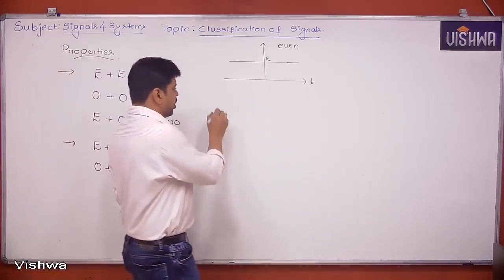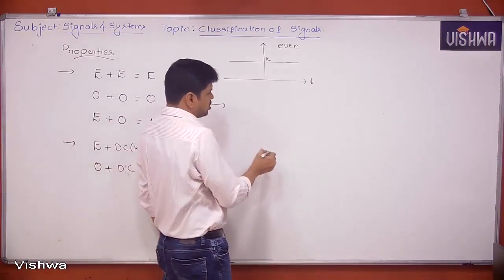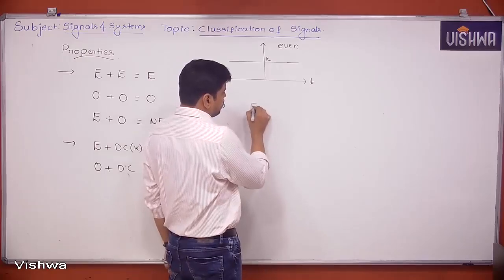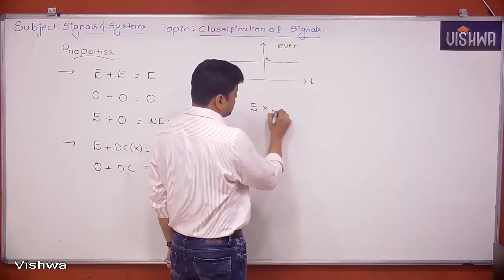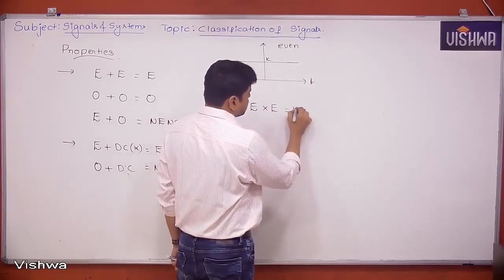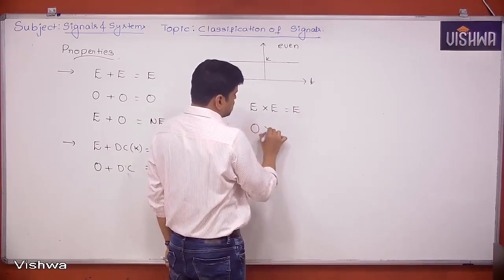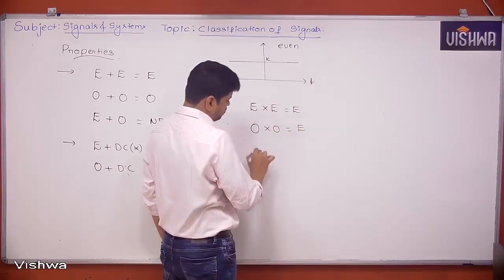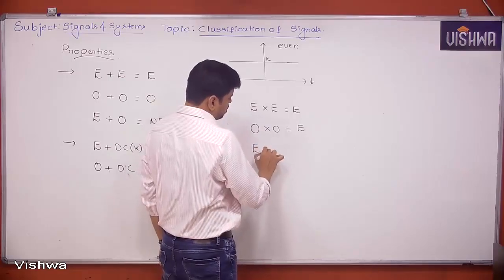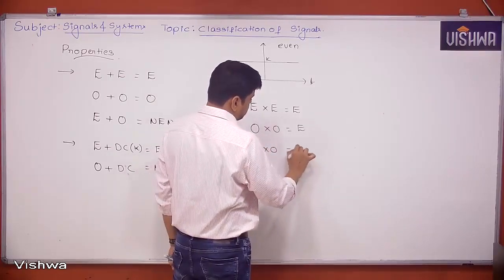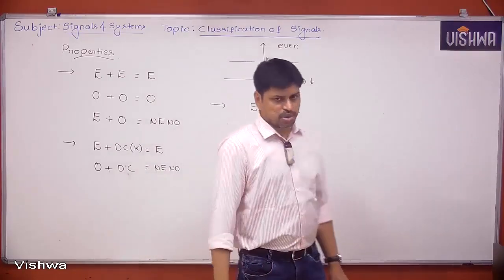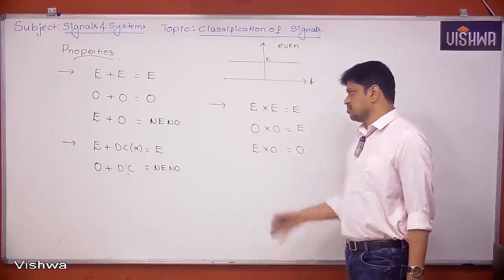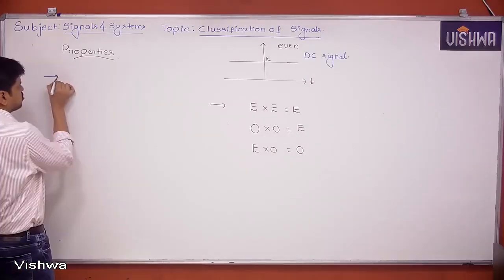Next, multiplication properties. Everybody knows this. An even signal multiplied with an even signal, again an even signal. Odd signal multiplied with an odd signal, again an even signal. Even signal multiplied with an odd signal, which is an odd signal. So these are the properties. Remaining properties we will see. First take down this property.